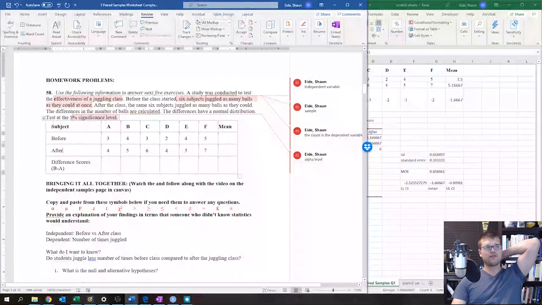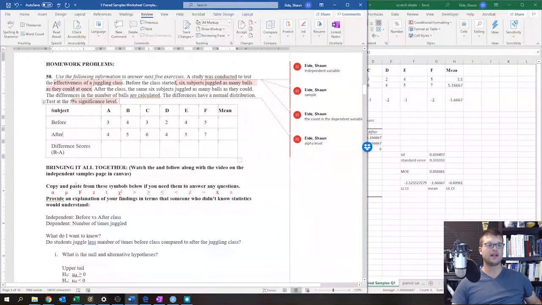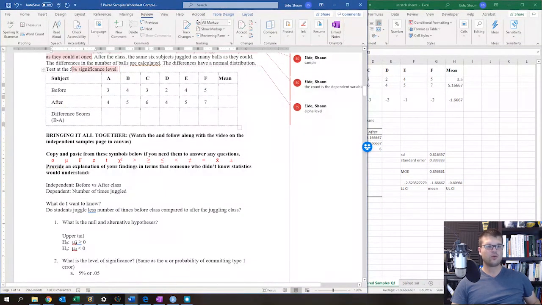So even though we're looking at the effectiveness of a juggling class and we expect that the after is going to be greater than the before, we also expect that the before is going to be less than the after. And so because we're putting the numbers in this order, before compared to after, we need to write it all in that way. So when we are looking at before compared to after, how do we write the null and alternative hypothesis? So the null hypothesis is going to say the average difference between the paired samples of before compared to after is going to be greater than or equal to 0.